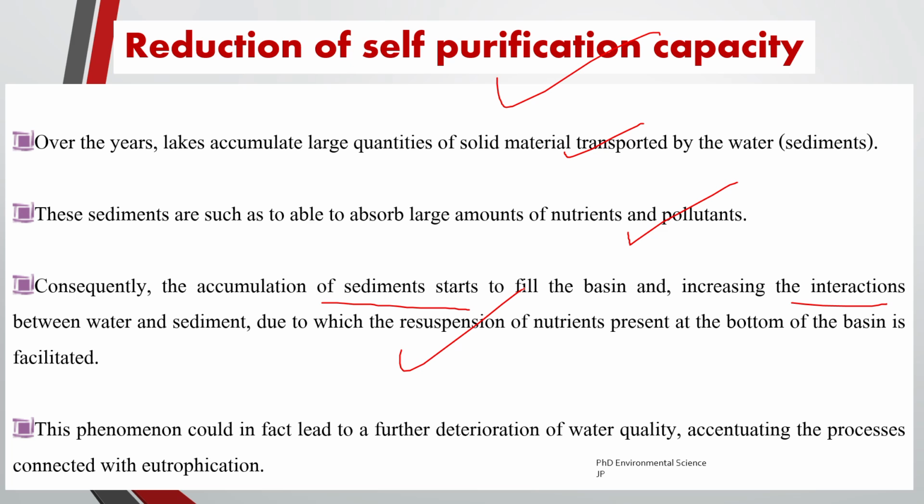Contaminants like heavy metals and organic pollutants can have toxic effects on fish and other aquatic organisms, reducing biodiversity and disrupting the aquatic food web. Now, this resuspension of nutrients can occur naturally during events like storms or can be induced by various human activities like boating, dredging, or construction near the water.